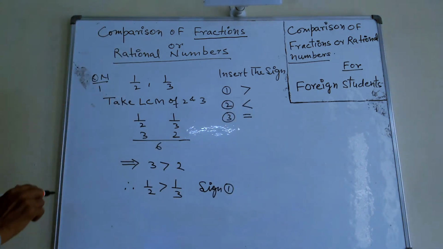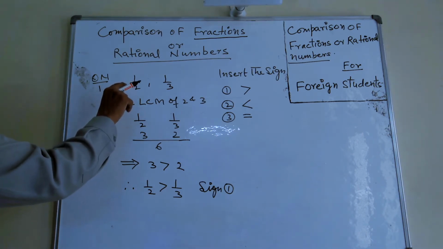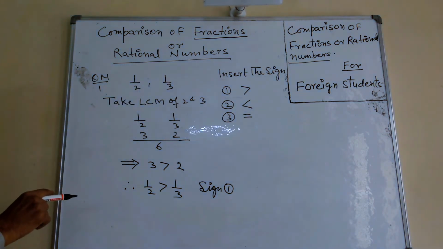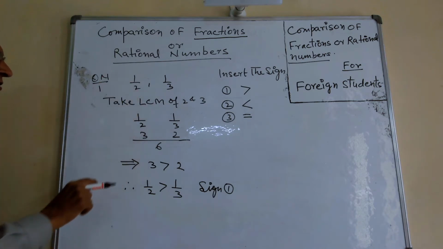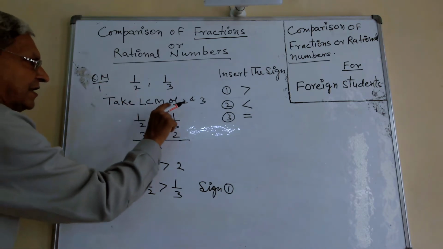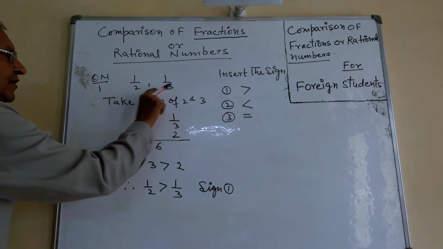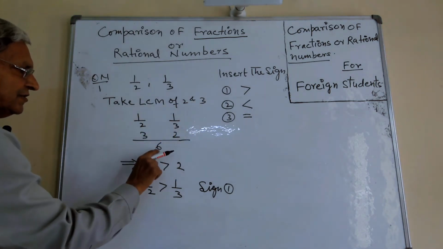So now I am taking question number 1. 1 by 2 and 1 by 3 are two fractions. We have to find out which is greater. Take the LCM of 2 and 3. The denominators of these two fractions are 2 and 3, and the LCM of 2 and 3 is 6.